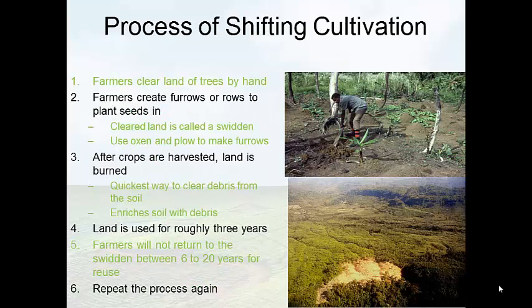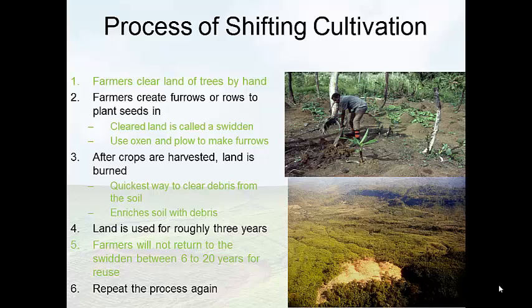As you can see in the picture on the right, farmers first clear the land of trees by hand, usually with a machete. Farmers then create furrows or rows to plant seeds in, similar to what we do in MDCs. Now, the land cleared is called a swidden, alright, and it's usually cleared by animals such as an oxen and plow. Now, after the crops are harvested, the land is burned, and there's 2 reasons why.